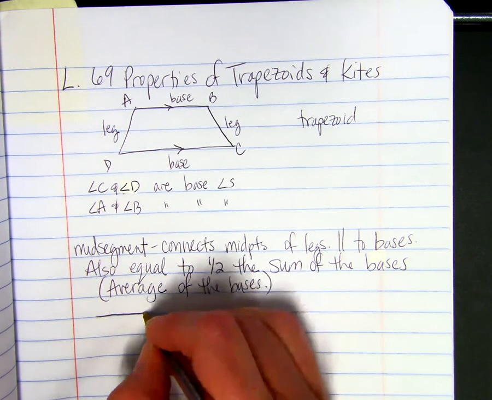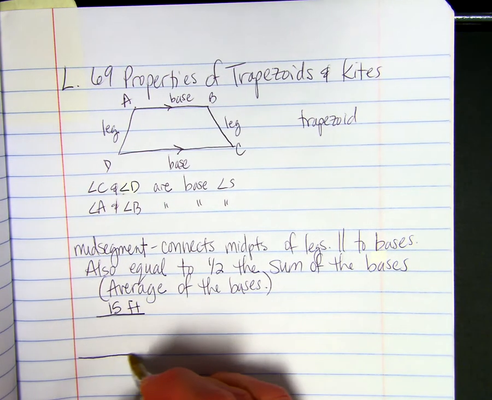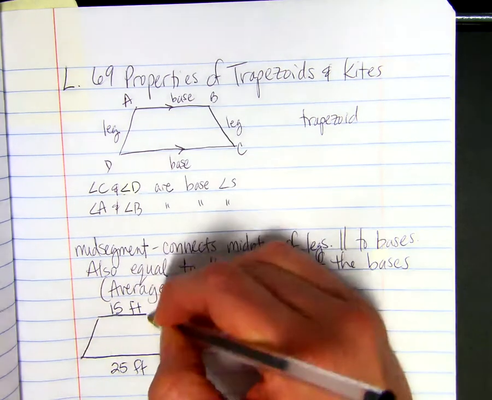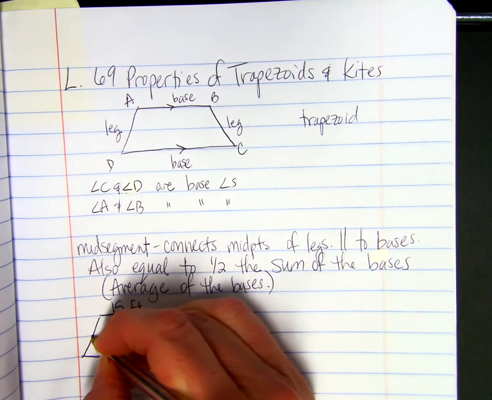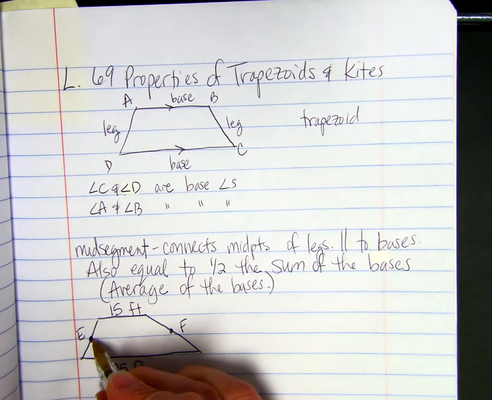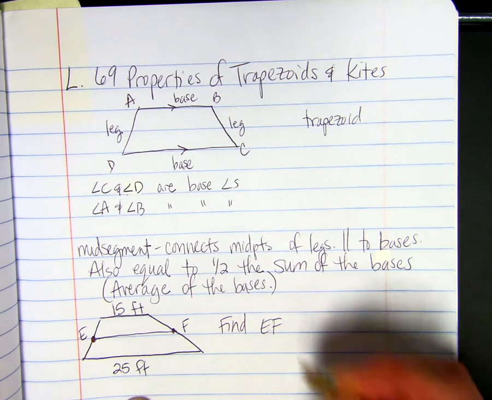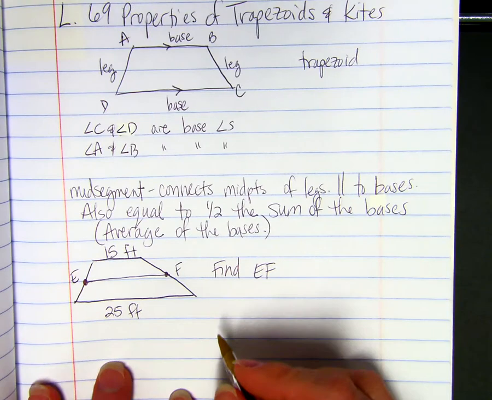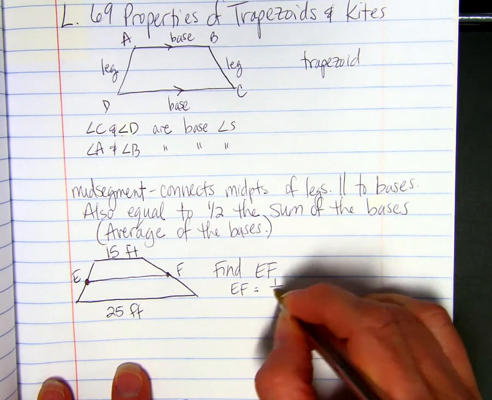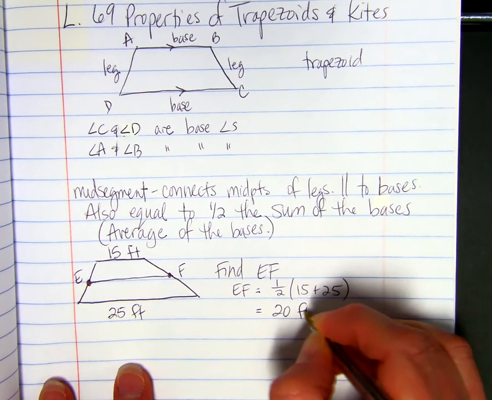So if we had an example where one of our bases was 15 feet, another one was 25 feet, and the midpoint of one leg is E and the midpoint of the other leg is F. Find EF. So we just add 15, 25 divided by 2. And it'd be 20 feet.